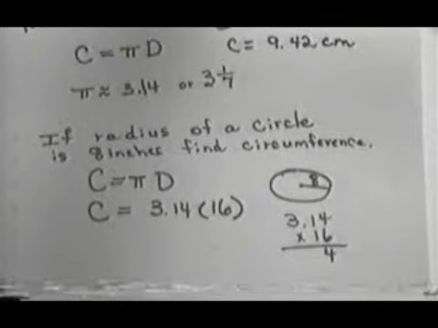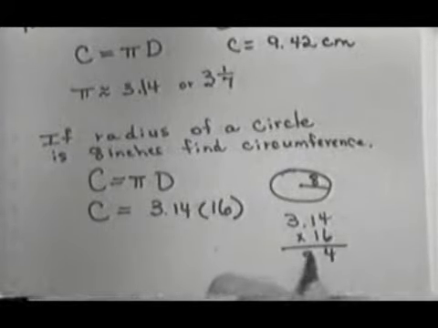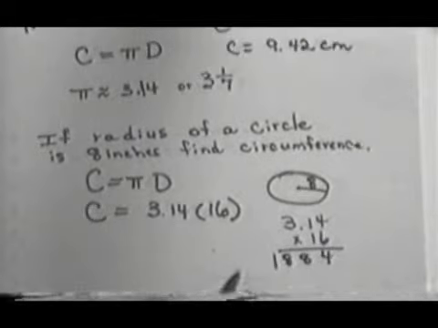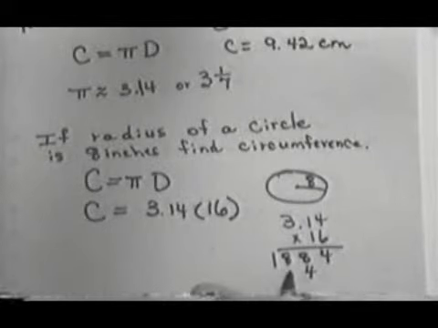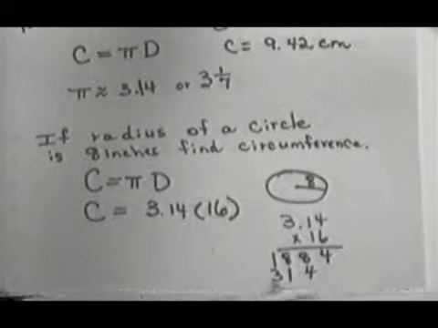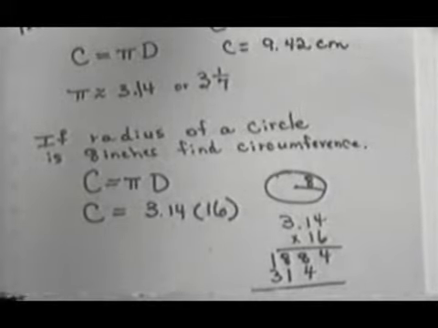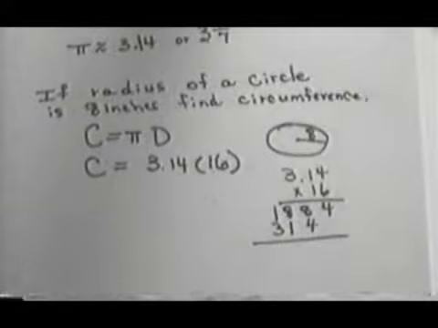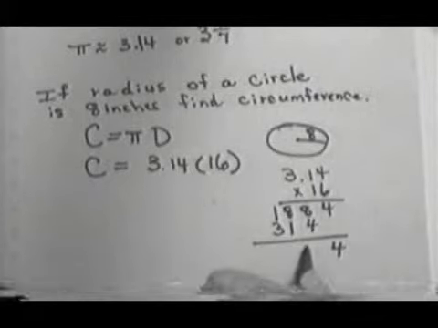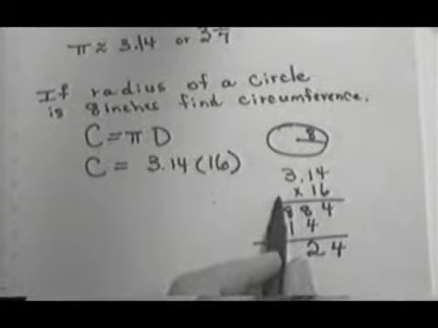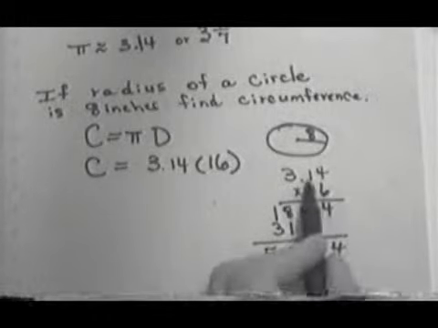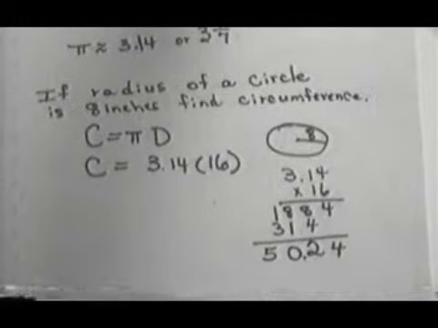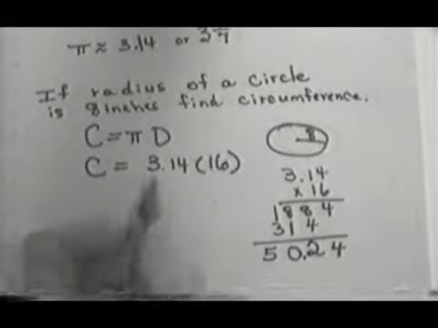24, carry our 2, 6 and 2 is 8. 6 times 3 is 18. 1 times 4 is 4. 1 times 1 is 1. 1 times 3 is 3. That's 4. 8 and 4 is 12. Carry our 1. 1 and 8 is 9 and 1's 10. Carry our 1. 1 and 1's 2 and 3 is 5. And we have 2 decimal places. So it's 50 and 24 hundredths.